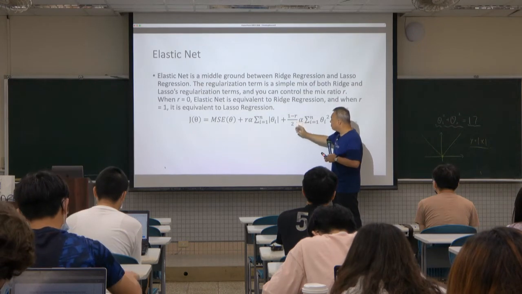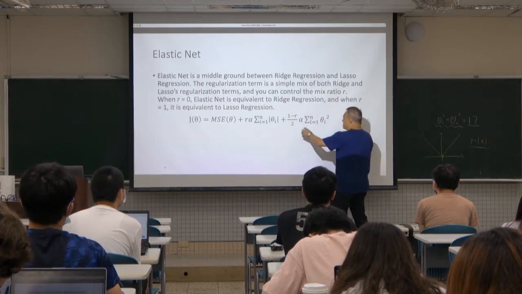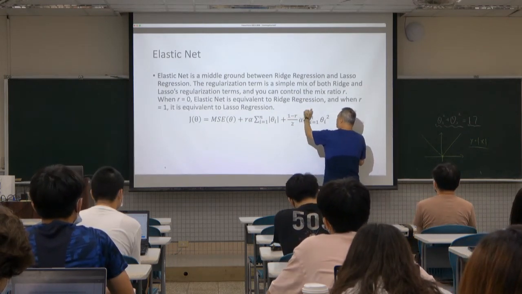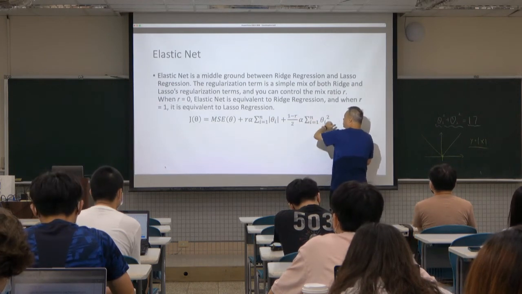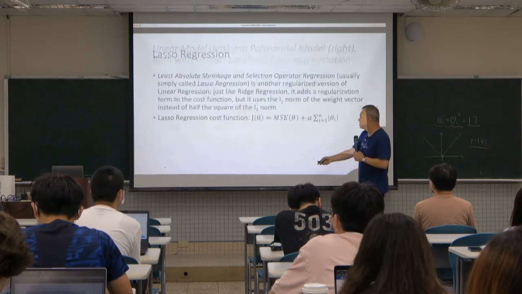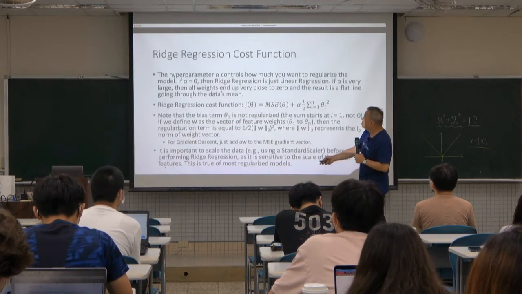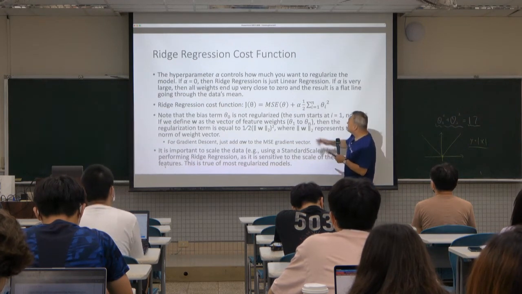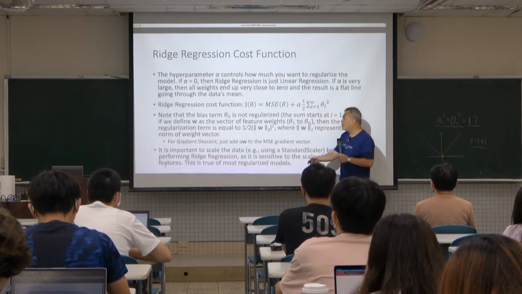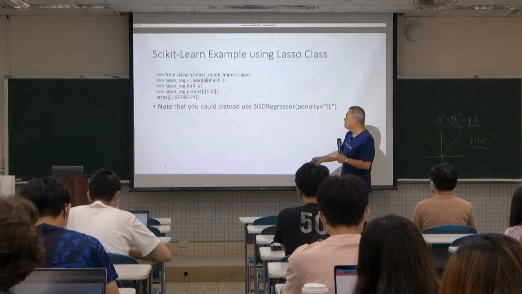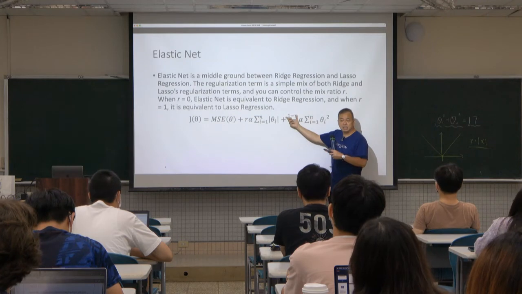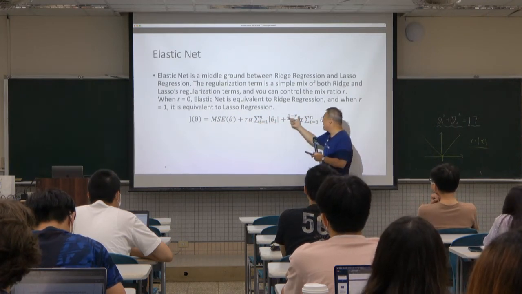This divided by 2 actually originates from the ridge. In the ridge we already have this 1 divided by 2 originally anyway. So what we got extra here in the elastic net is this 1 minus gamma. So we have gamma here, and we have 1 minus gamma here.